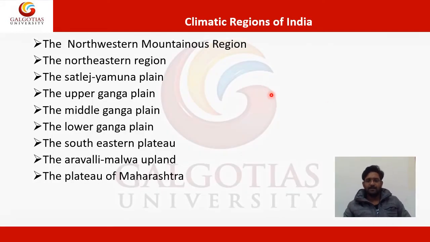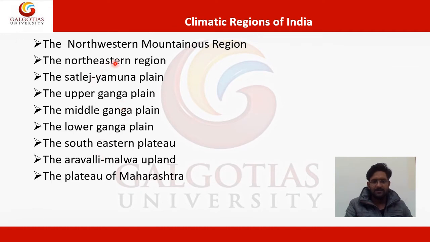So what are the important climate regions of India? The first one is the northwestern mountainous region. Second is the northeastern region. Third is the Satluj Yamuna Plain. Fourth is the upper Ganga Plain. Fifth is the middle Ganga Plain. Then sixth is the lower Ganga Plain. So you are seeing that it's Ganga. So this comes into UP mainly.